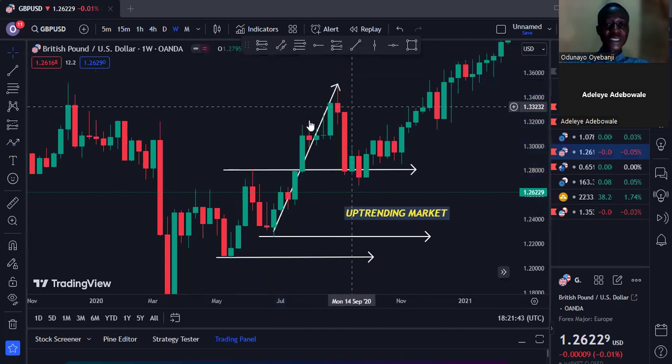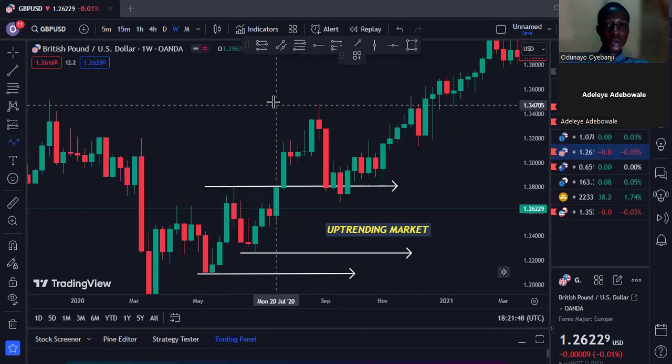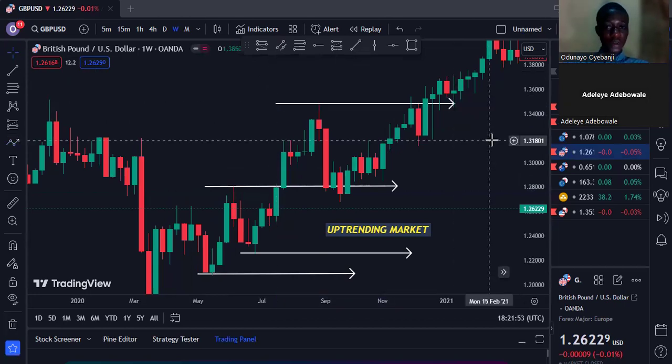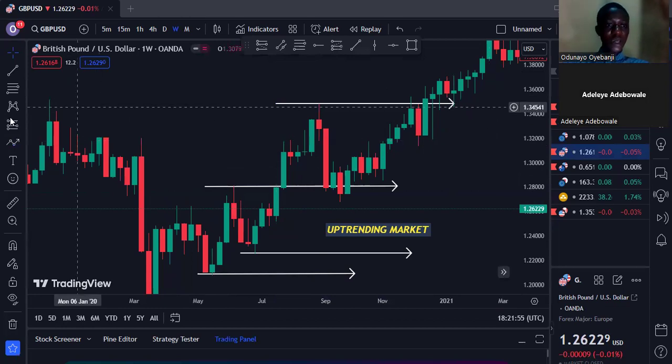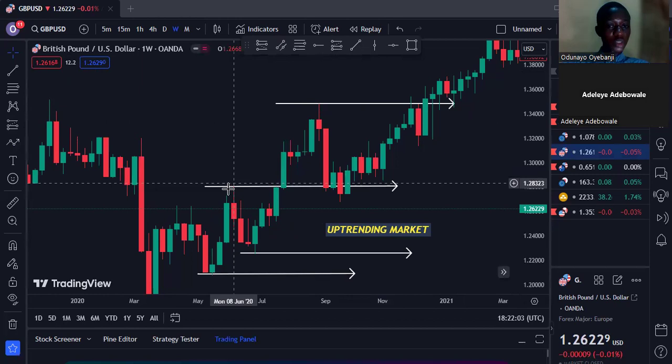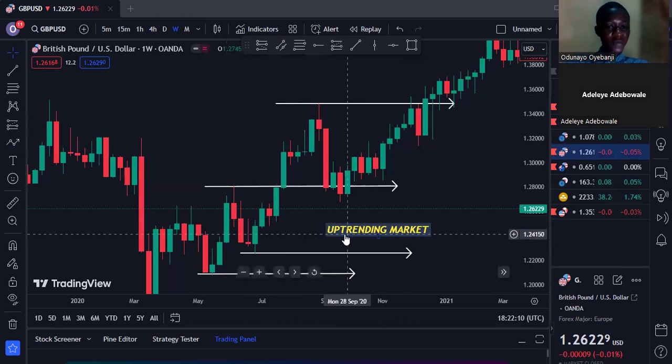So we broke the resistance and we formed a new resistance at this point. Do you get the illustration now? Now the market came down from this point and found support, which is equal to the previous resistance. As simple as that. You see how we identify an uptrend now?